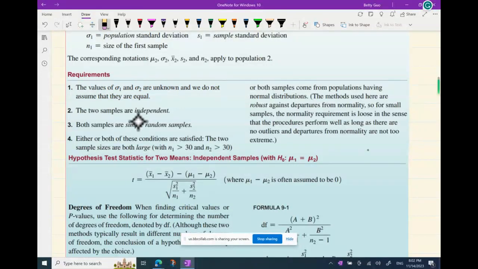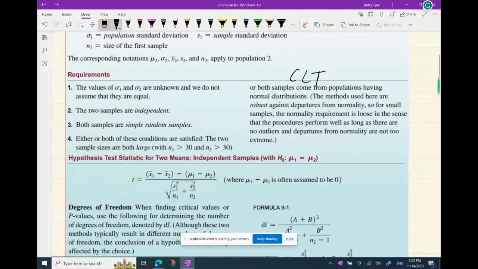Number 2, the two samples are independent. Also very important. For the dependent case, we look at it in section 9.3, the next section. Number 3, both samples are simple random samples. We have seen that a lot, right? Number 4, either or both of the conditions are satisfied: either the sample sizes are both bigger than 30, or the samples come from populations that are roughly normally distributed. Those two conditions guarantee the central limit theorem.